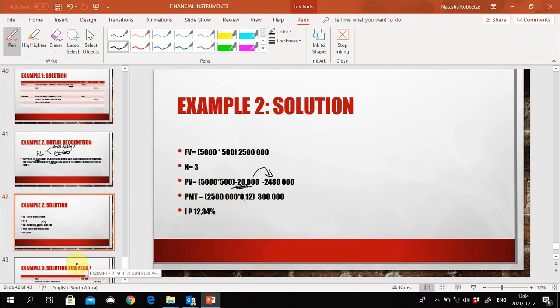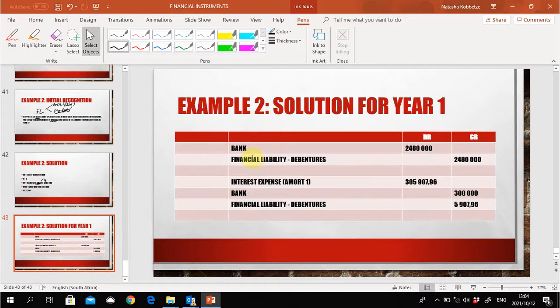How do I account for this? For initial recognition, I'm going to post the financial liability at the present value. Then for amort 1, I'm going to recognize my interest expense, and I'm going to have my bank, which is the payment. And for the financial liability, this is going to be my balance. So if I look under amort 1, after typing this, that's the interest that you will see.